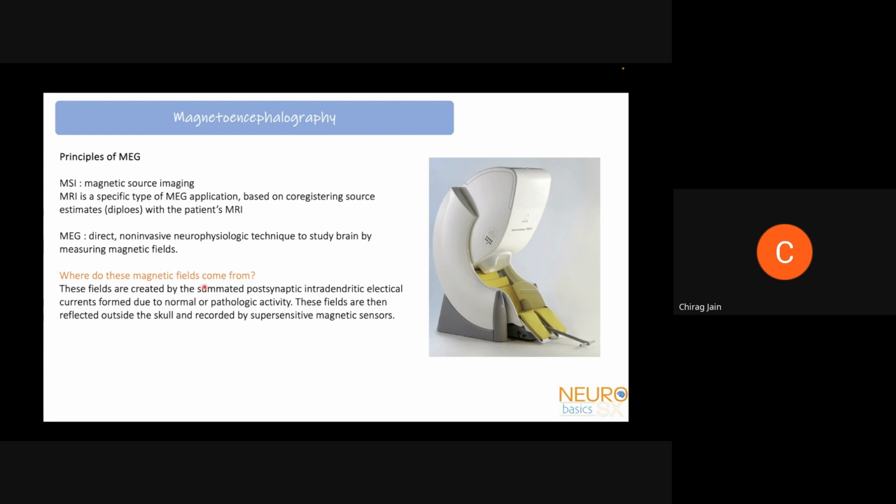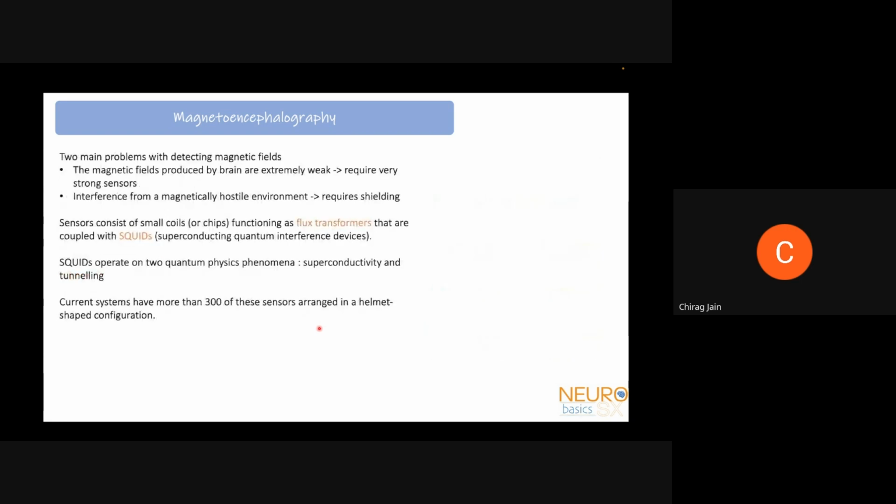Now, where do these magnetic fields come from? Basically, whatever activity is going on in the brain will obviously be electrical activity. And this activity is picked up particularly from the postsynaptic intradendritic currents. So whatever is the summated current after the synapse in the dendrite, that summated current creates these magnetic fields that are picked up by the MEG sensor. So these fields get reflected outside the skull and they will be recorded by supersensitive magnetic sensors.